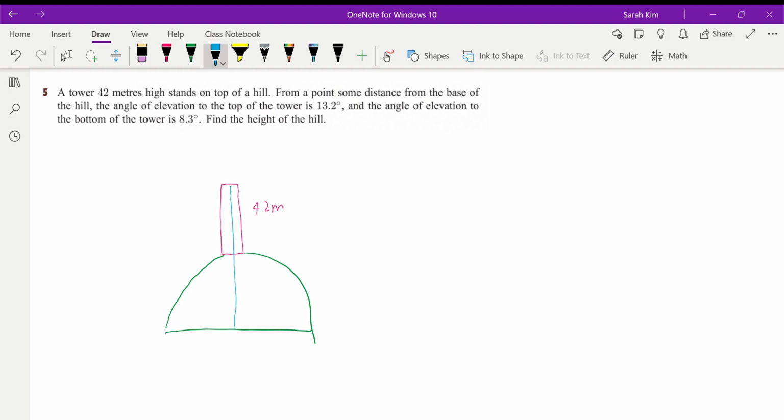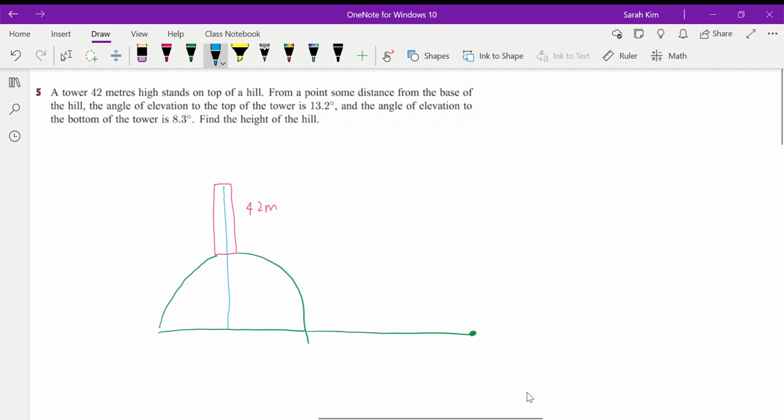From a point some distance from the base of the hill, so let's just say this point, angle of elevation to the top of the tower is 13.2. So top of the tower, I'm going to aim for the middle. So that angle of elevation, I might move this 42 meters out of the way. Angle of elevation is 13.2 degrees. And the angle of elevation to the bottom of the tower, over here, that angle is 8.3 degrees from the height of the hill.